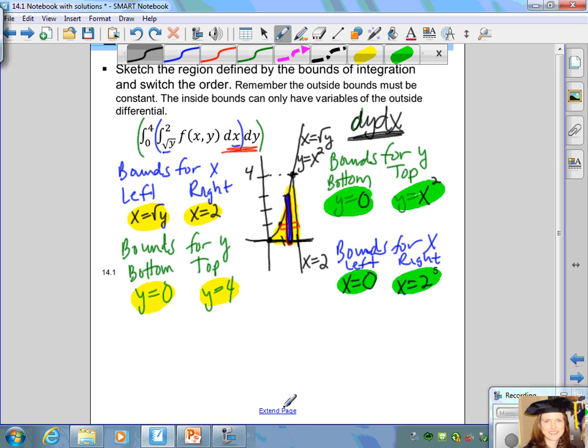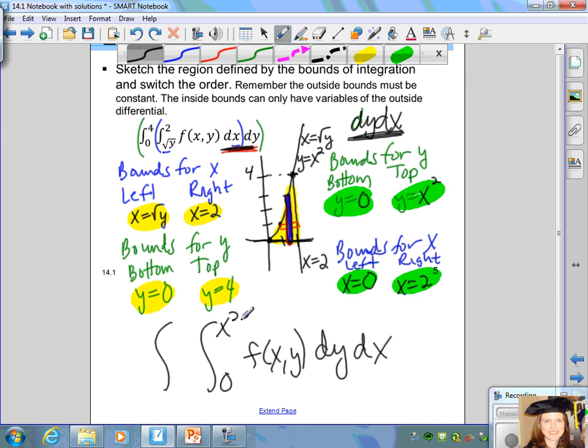So we can set up this double integral of the function f of xy. We started off with dx dy, so we switched the order to make it dy dx. The inside bounds are for y, which goes from 0 to x squared. The outside bounds are for x, which go from 0 to 2. Now we're not going to evaluate this definite integral because we're not given the actual function f of xy.